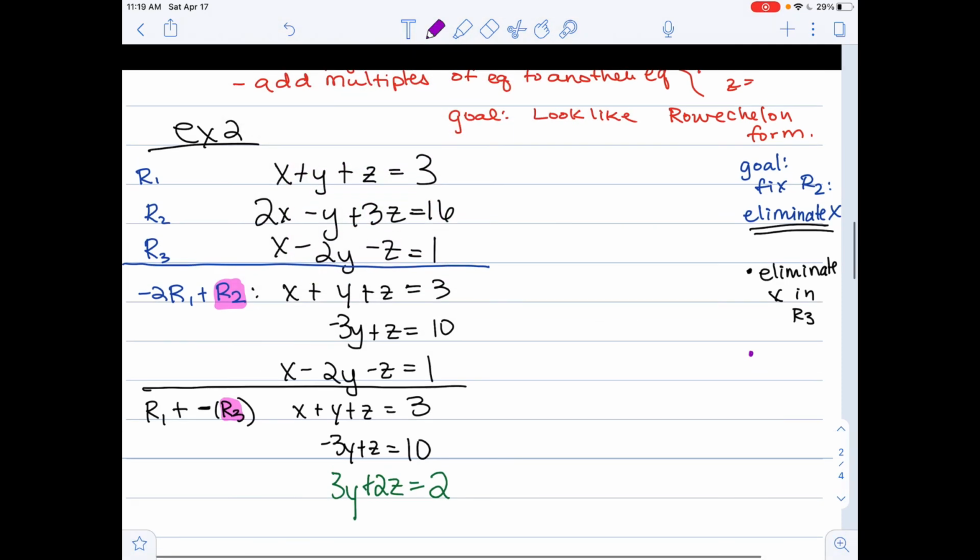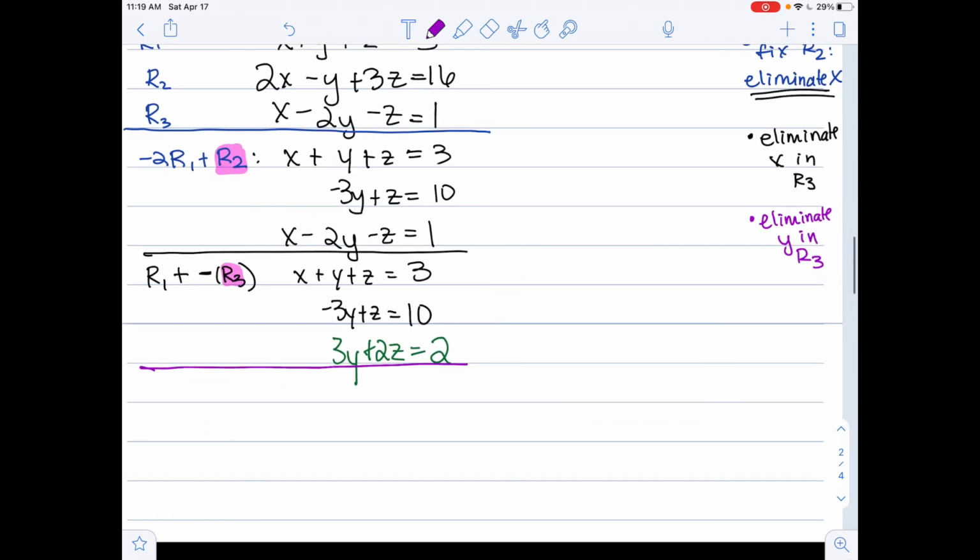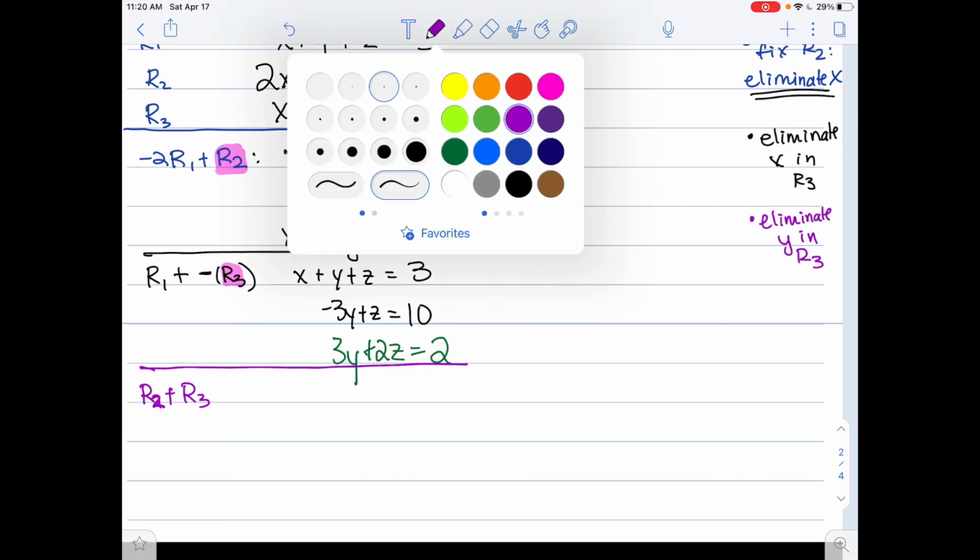And now in order to make it look like that row echelon form, now we're going to eliminate y in row 3. So my next step is going to say, well, in order to eliminate y, one of the things I could easily do is add row 2 to row 3, and that would eliminate these y's. So that's what I'm going to do. I'm going to say row 2 plus row 3. And again, the last row mentioned is where the row change is happening.